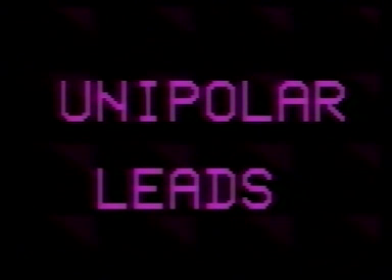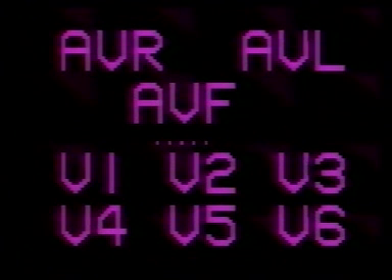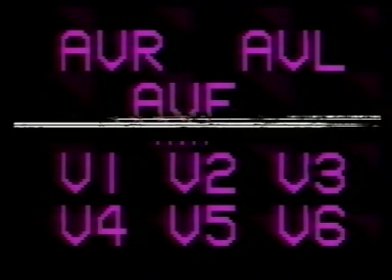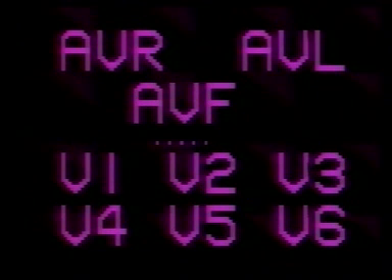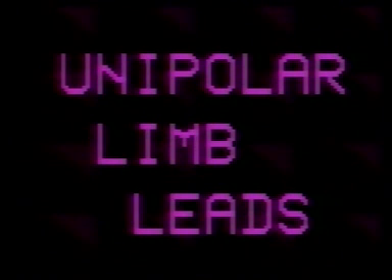All other leads are unipolar leads. The letter V stands for a unipolar lead. So AVR, AVL and AVF are unipolar limb leads, and V1, V2, V3, V4, V5 and V6 are unipolar chest leads. The unipolar limb leads, however, have a very low electric potential, so they are instrumentally augmented by connecting the other 2 limbs to form the neutral electrode.